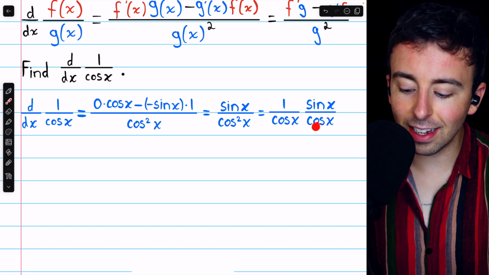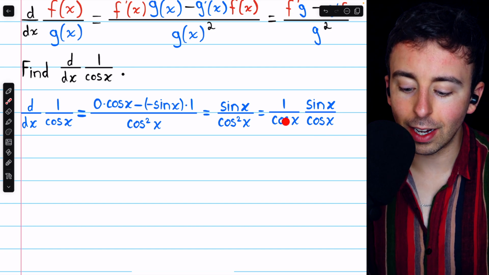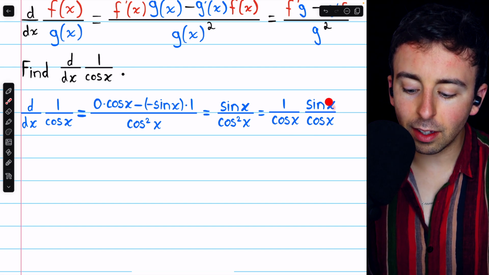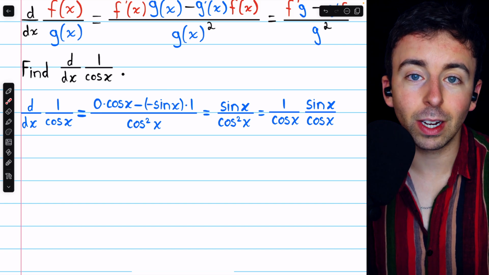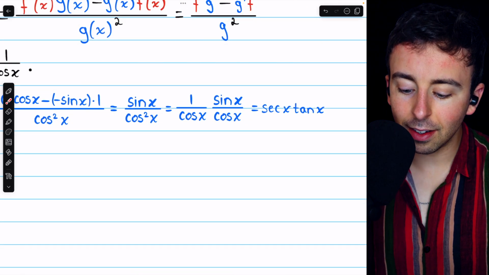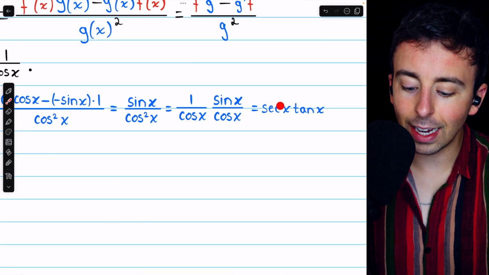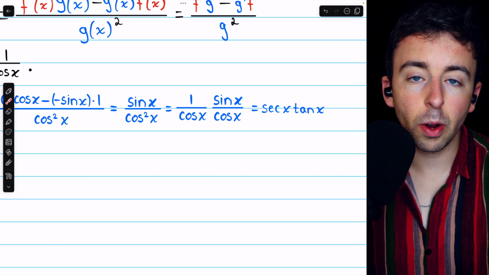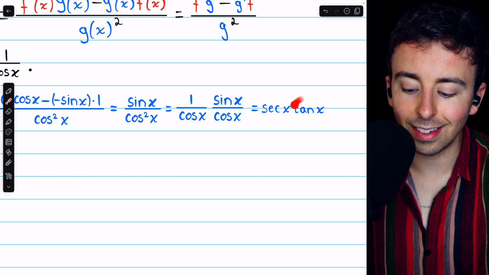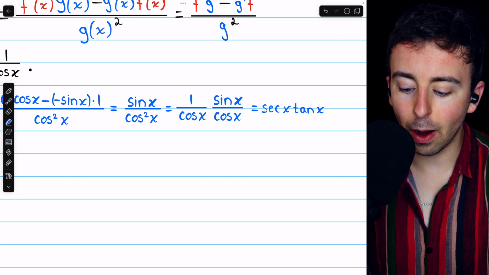Taking that single factor of cosine x out and writing it separately lets us rewrite this whole thing using some basic trig identities. 1 over cosine x is by definition secant x, and sine x over cosine x, hopefully you recall, is tangent x, and so that's our derivative.